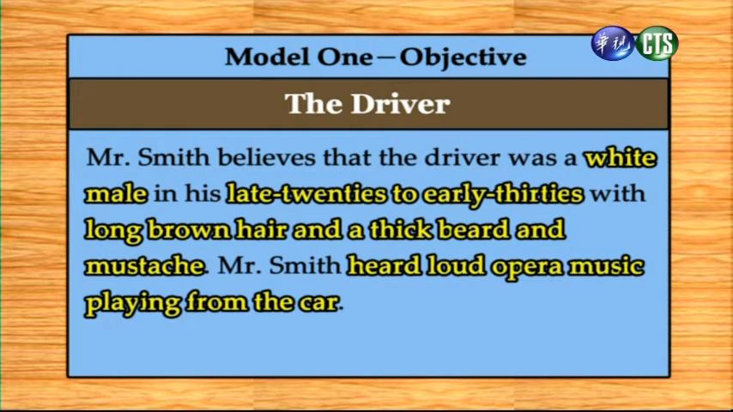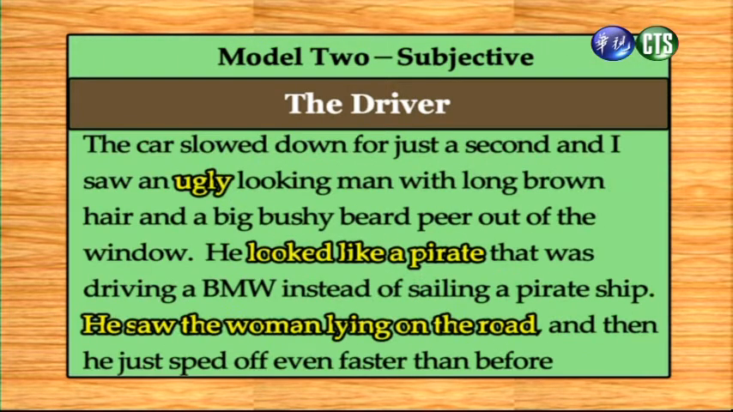And then finally, let's go and take a look at the driver of the car. Here in the objective version, we have specific information about the person's description and age. While in the subjective version, it's focusing more on creating an impression of the driver. This is an evil impression, such as he's ugly, he looked like a pirate, and that he saw the woman lying in the road. These are all negative impressions.